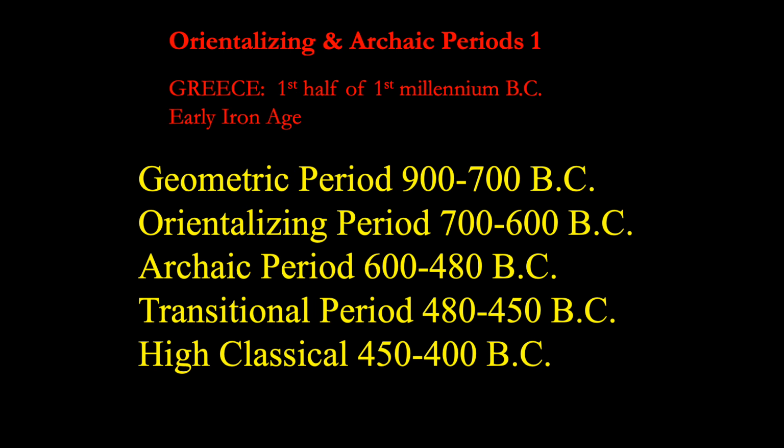Okay, class, with this lecture, we're going to move out of the geometric period and go through the Orientalizing period and then the Archaic period. Now, a couple things about these periods. First of all, when we got into the Iron Age, with the end of the Bronze Age, around 1000 BC, we talked about the Dark Ages in the last class.